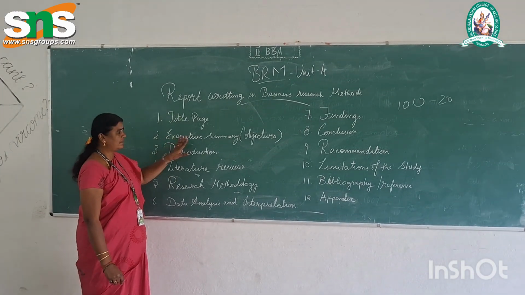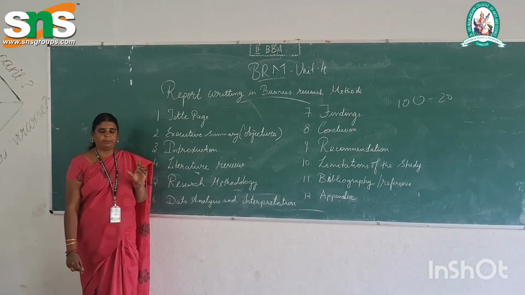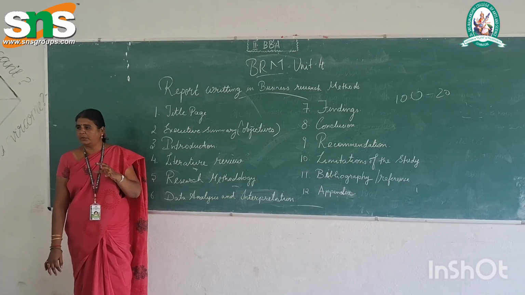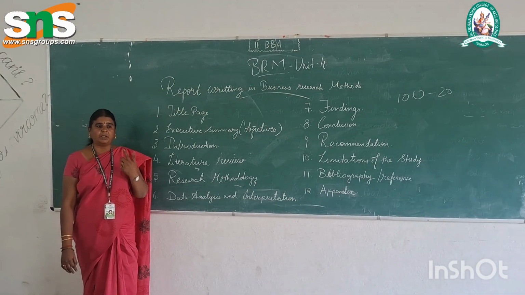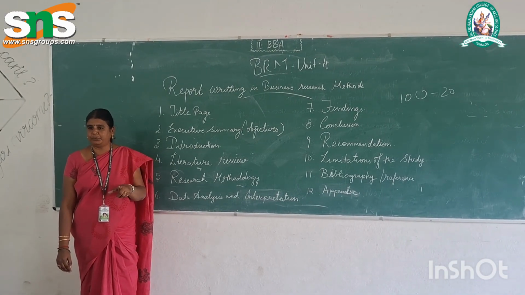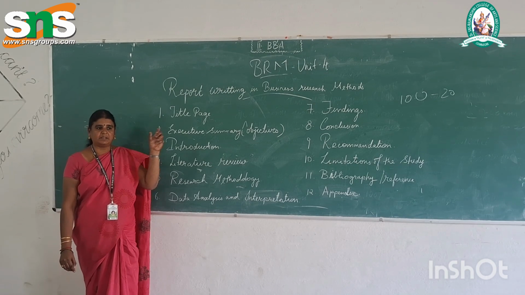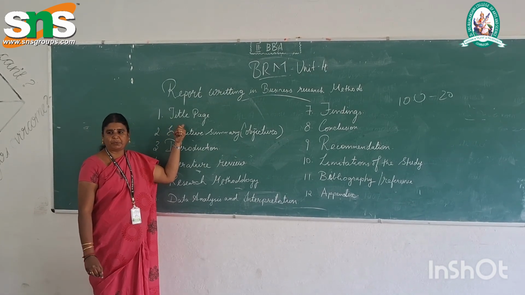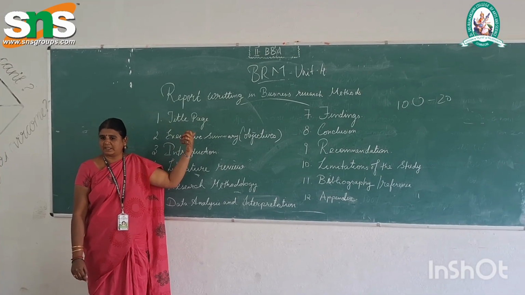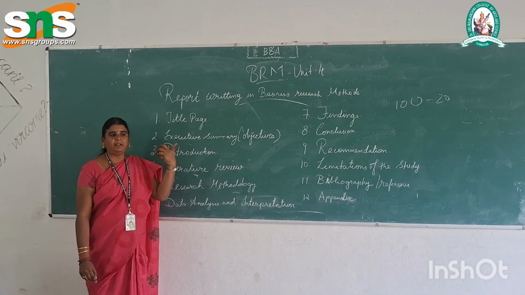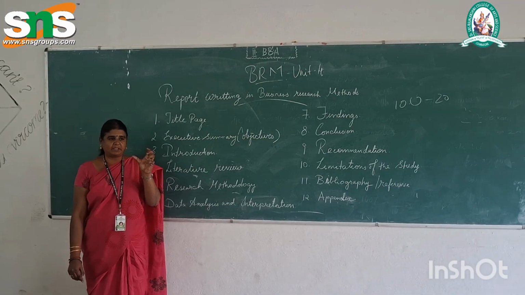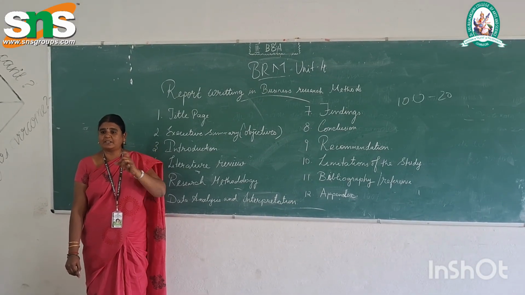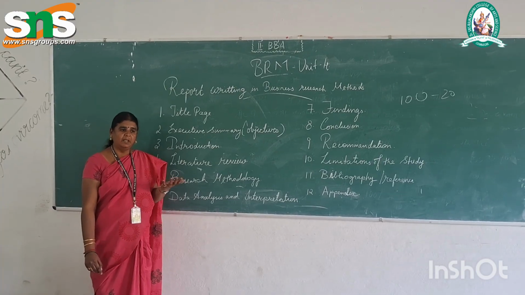The next one, executive summary. Before we write the report, we have some objectives. So what will be the objectives? What we are going to implement in future, that is called an objective. For example, our topic is to find out the customer satisfaction of Maruti Suzuki users. That is the objective: to find out, to analyze, to examine. This is called an objective based on our topic.